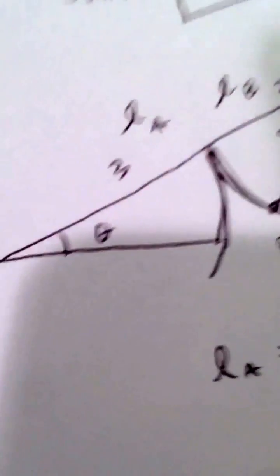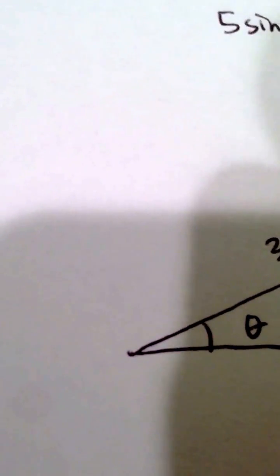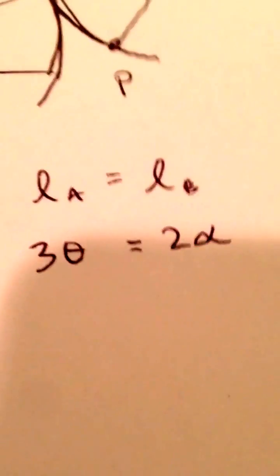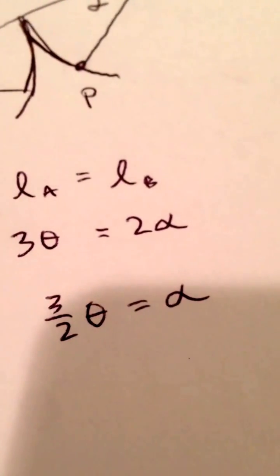We can use our angles theta and alpha, so for A we get 3 theta equals 2 alpha. And from here, to get in terms of theta, we solve for alpha. So we get 3 halves theta equals alpha. So there's our alpha. And the reason we solve for that is that now we're going to plug in here.